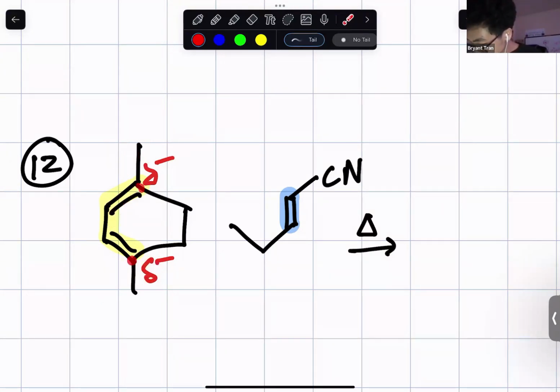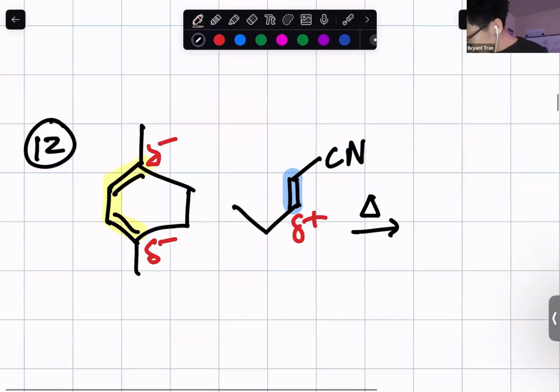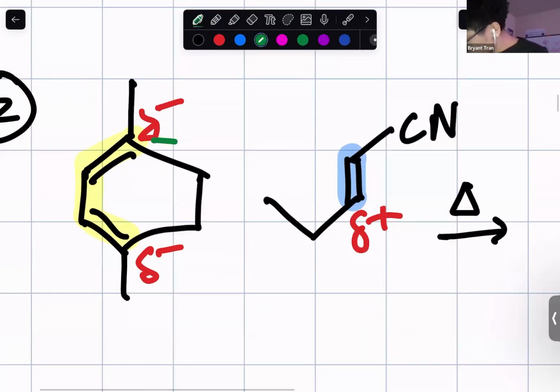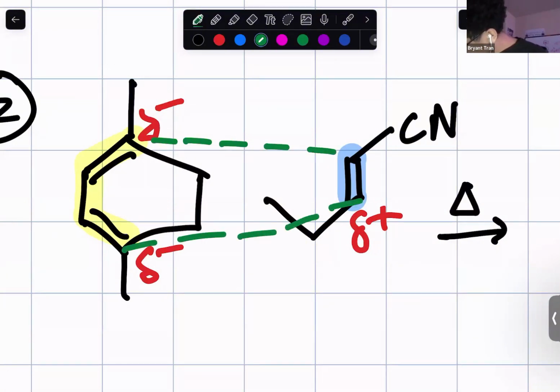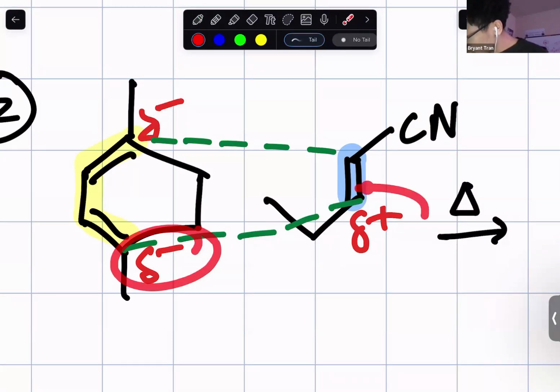So now we look at the dienophile. This CN here is my EWG, because if I draw out the CN, it has a triple bond between carbon and nitrogen, which when we draw resonance gives a positive charge on the other end. In this case, the charge alignment does not matter because the negative charge already aligns with the positive charge. The negative charge on the bottom aligns with the positive charge on the bottom.